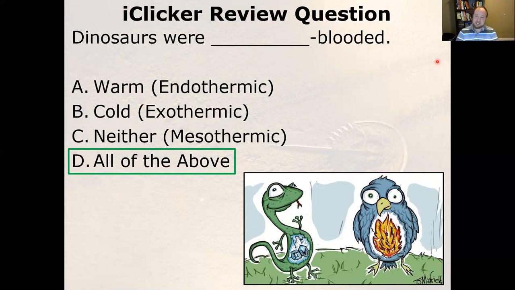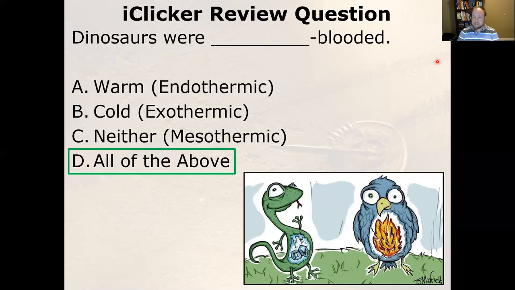Another option is that some of them were in between, like modern tuna and great whites, mesothermic. Again, there are probably dinosaurs on all ends of the spectrum and everything in between. We may never actually know the answer, but it's an interesting question to ponder, and it has a lot of implications for how they actually behaved and lived.